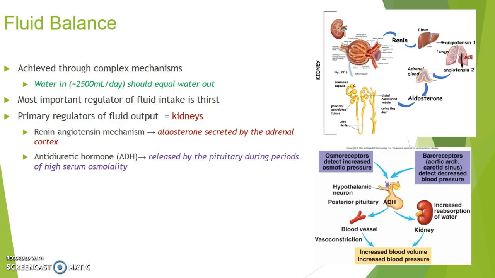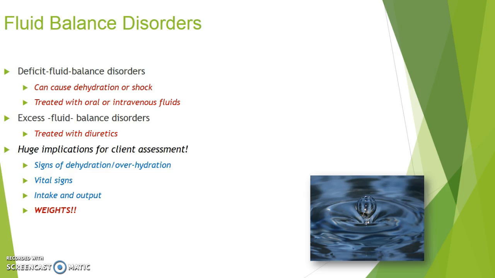The posterior pituitary gland releases antidiuretic hormone, which is secreted in response to changes in osmolality, with the end result being increased renal absorption of water. Much like many disorders, fluid balance disorders can be characterized as being too little or too much. A fluid balance deficit has the potential to cause dehydration or shock and is treated by replacing what is missing. Fluid volume excess is treated with pharmacologic agents which cause the body to release excess fluid.